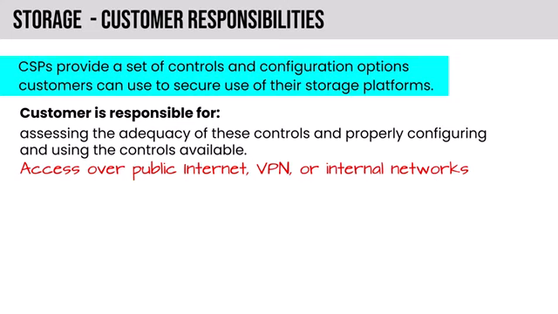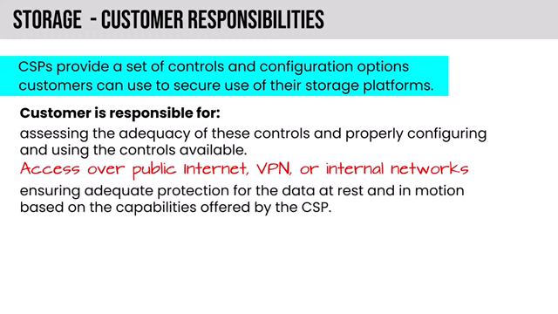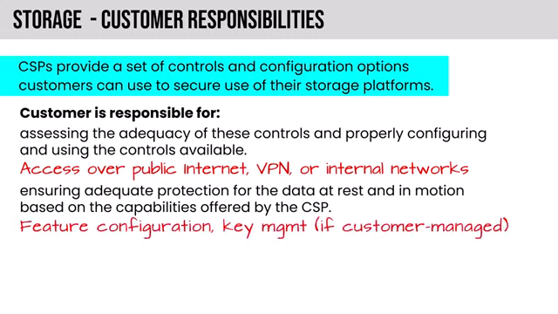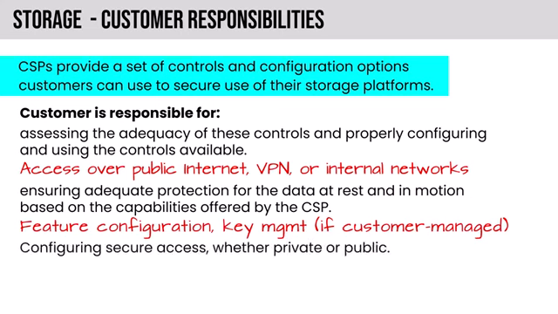As I actually showed you in Domain 2, in the world of cloud storage, when we're looking at a storage account, your CSPs often give you the ability to block internet access altogether, to force TLS security for data in transit, and to limit access from internal networks. But you have to use those controls as a customer. Ensuring adequate protection for data at rest and in motion is based on the capabilities offered by the CSP. Feature configuration, key management would even be a customer concern if the customer is managing their own keys. And configuring secure access, whether that's private or public.